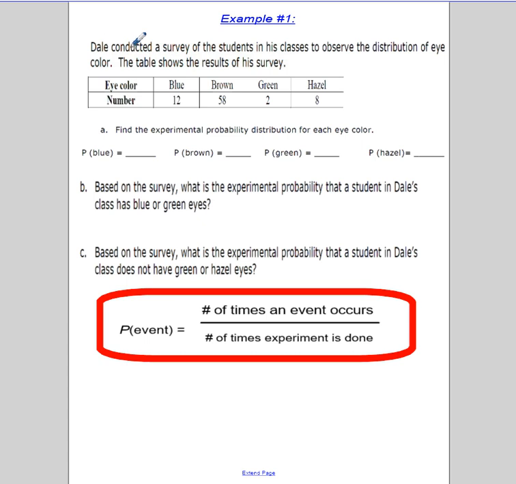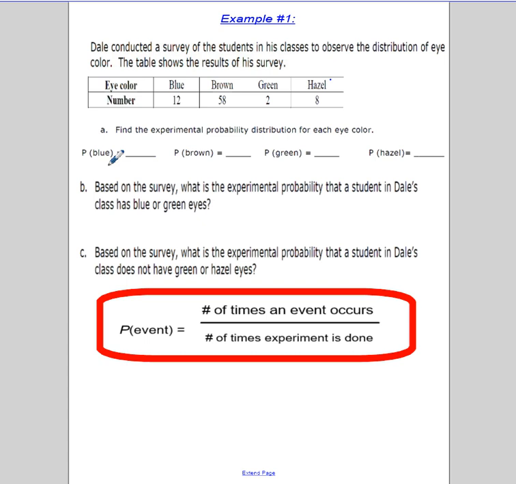Dale conducted a survey of the students in his class to observe the distribution of eye color. The table shows the results of his survey. You can see all the different eye colors he looked at were blue, brown, green, and hazel, and you can see how many people had each color eye. If you take a minute, we're going to find the experimental probability distribution for each color. So we want the experimental probability, basically what happened based upon his survey or his experiment.